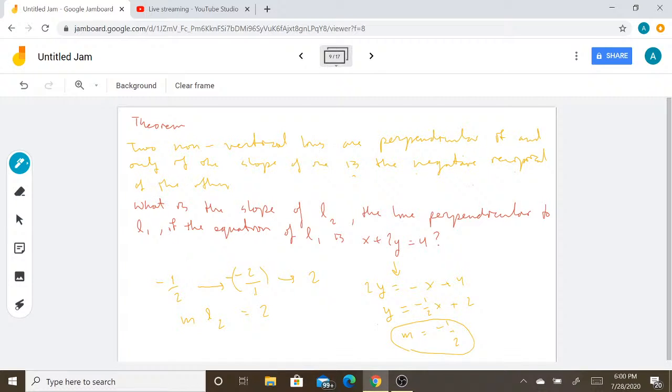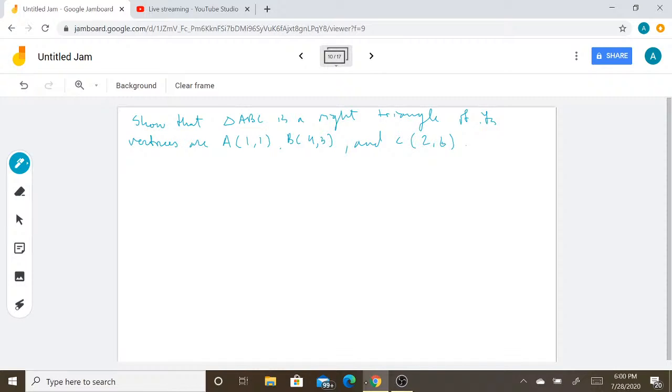Last week we left off on this slide talking about perpendicular lines. So before we move on to new topics, we'll just go over this theorem on the top. And it states that two non-vertical lines are perpendicular if and only if the slope of one is the negative reciprocal of the other. So using this theorem, we're going to go through a problem on the next slide having to do with perpendicular lines.